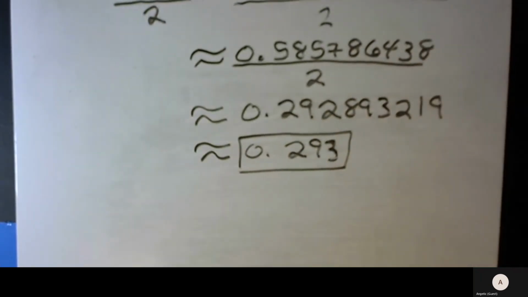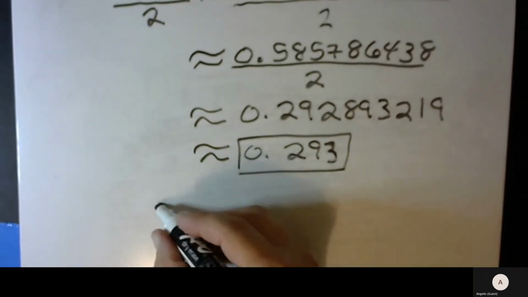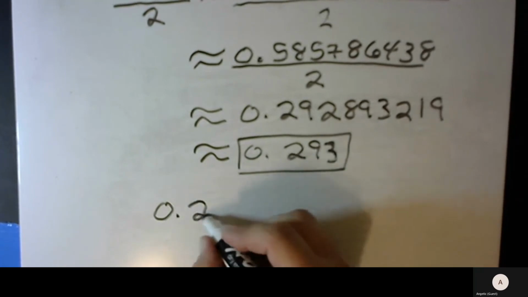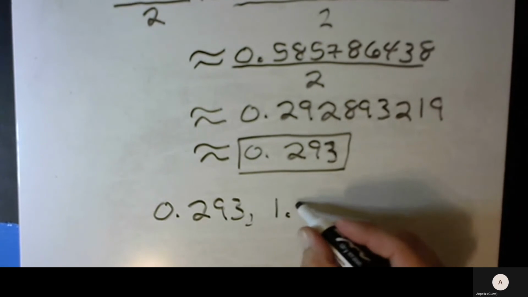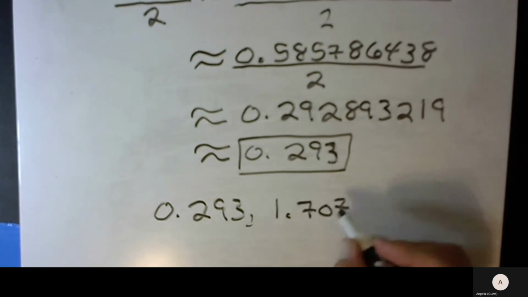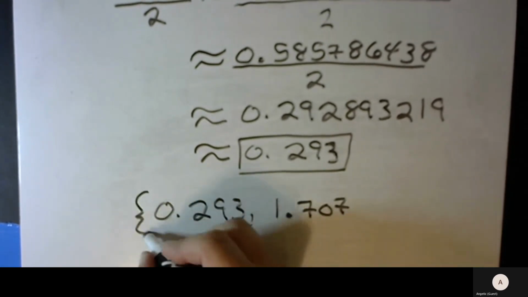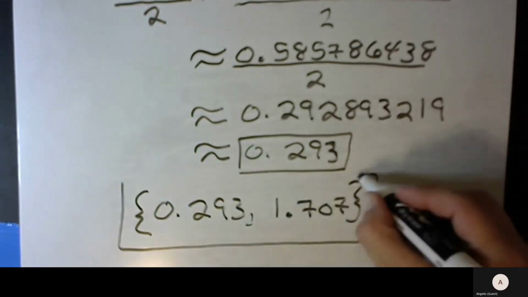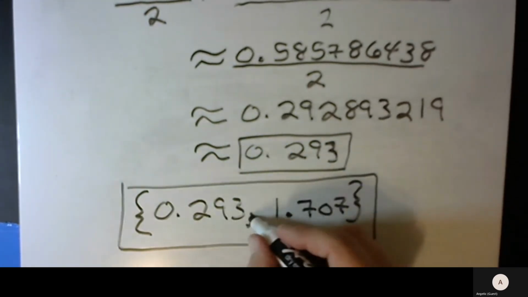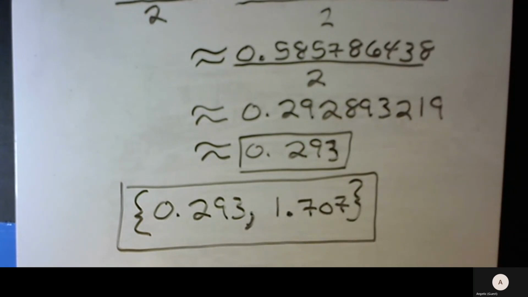So for the approximate answers, what we're going to have are these 2 decimals. So those would be your approximate answers. So any questions about that?